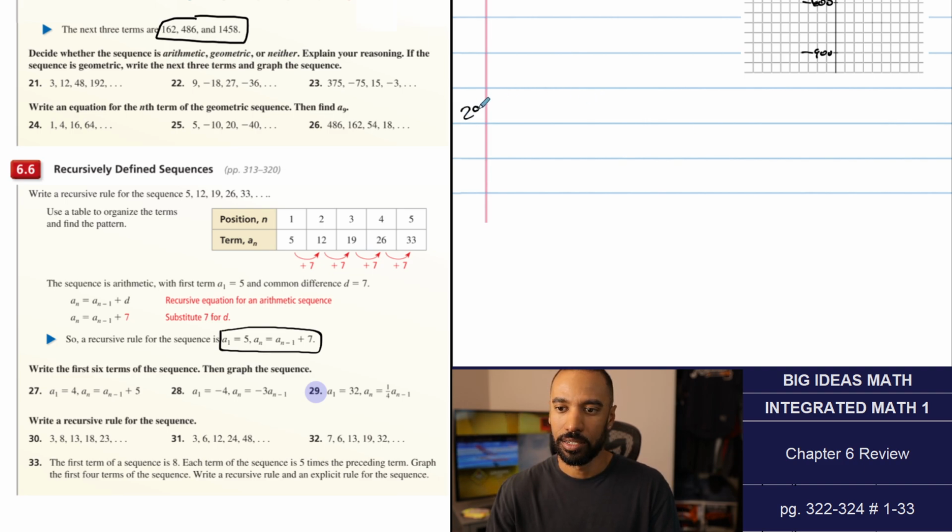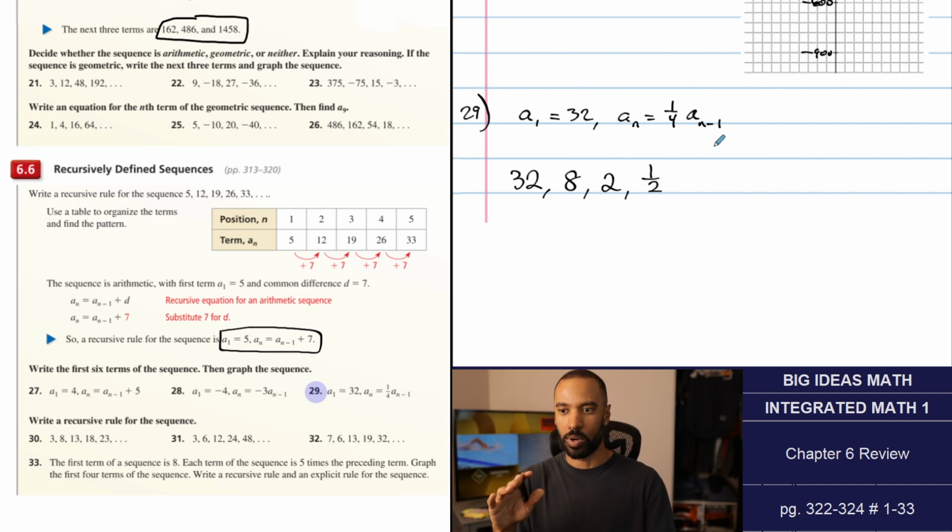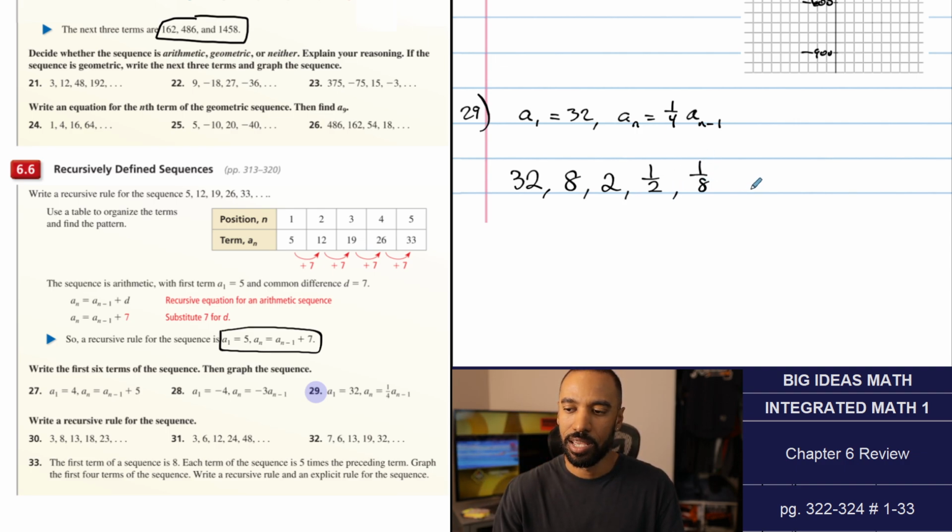So number 29, we have a sub 1 is 32. And the next term is 1/4 of the previous term. This time I'm just going to write the list straight up as we multiply by 1/4. Multiplying by 1/4 is also dividing by 4. So that helps me for the first couple. Divided by 4 is 8. Divided by 4 is 2. 2 divided by 4 is 2/4, but that's also 1/2. It's at this point that you really probably just want to say times 1/4 times 1/4. 1/2 times 1/4 is 1/8, and 1/8 times 1/4 is 1/32.